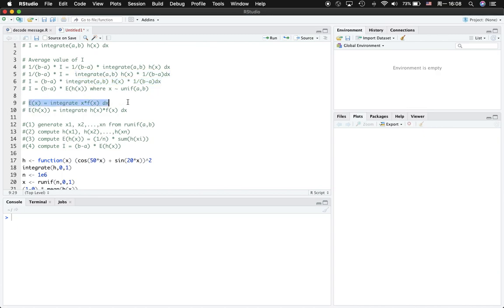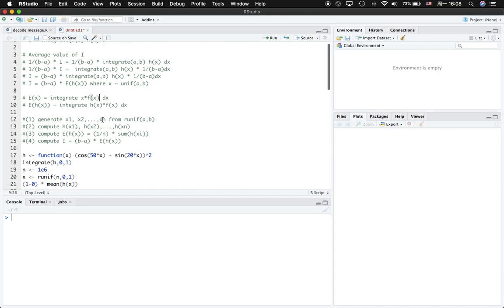So the expectation of x is just the integral of x multiplied by f of x, and then the expectation of a function of a variable is just the integral of h of x multiplied by f of x. Because of this, we can rewrite the integral here into the form of the expectation. So here the x is drawn from the uniform distribution. And this manipulation comes from the definition of the expectation of a random variable here.